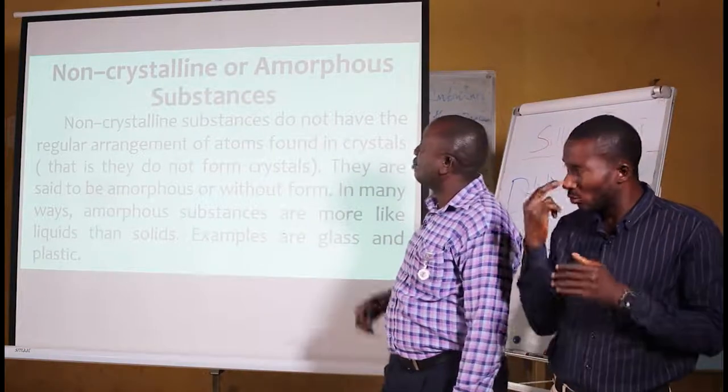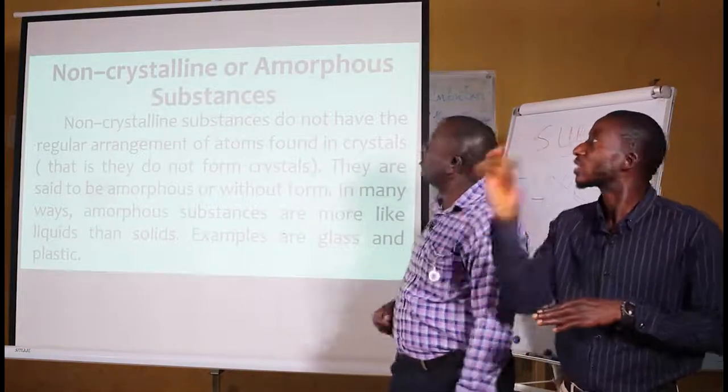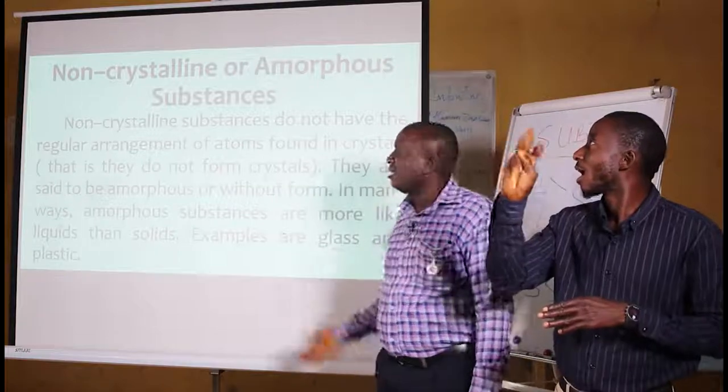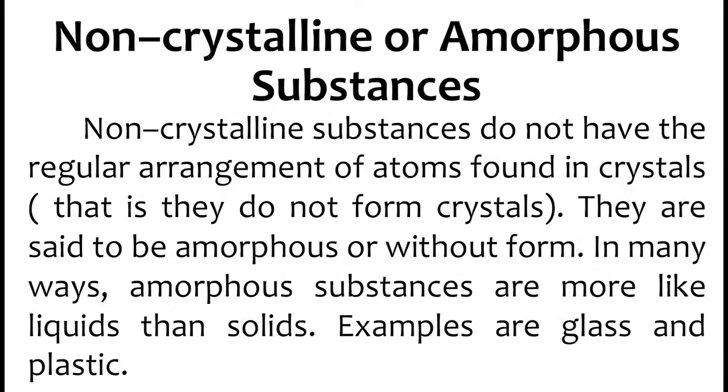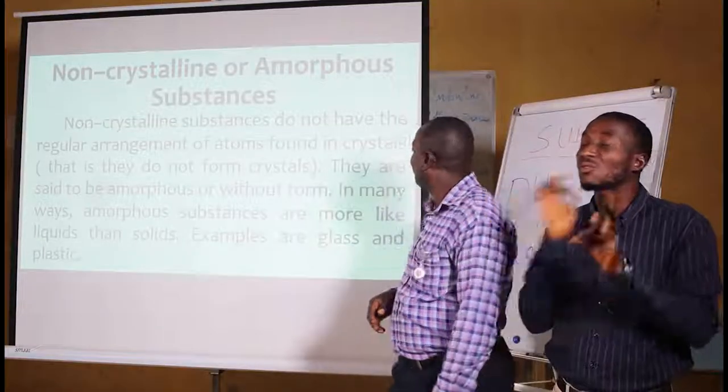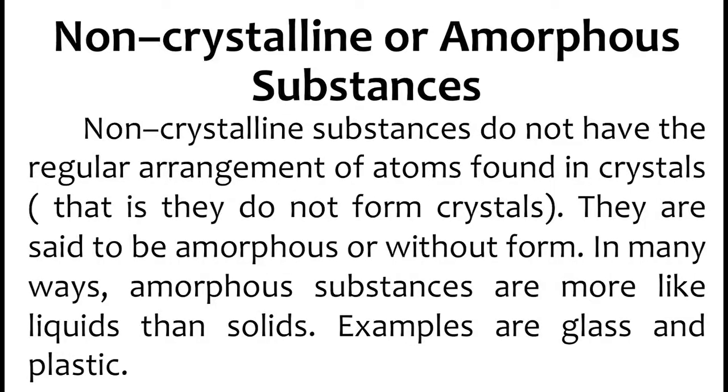Now we look at non-crystalline or amorphous substances. And we say non-crystalline substances, they do not have the regular arrangement of atoms which is found in crystals. That is to say, they do not form crystals. They are said to be amorphous or without form. In many ways, amorphous substances are more like liquids than solids, and examples are glass and plastic.